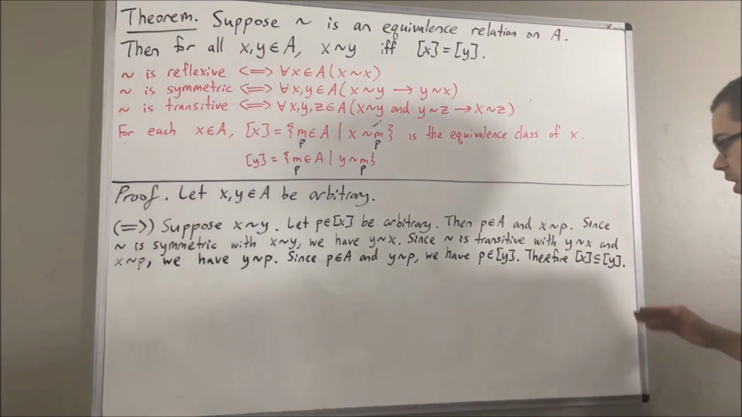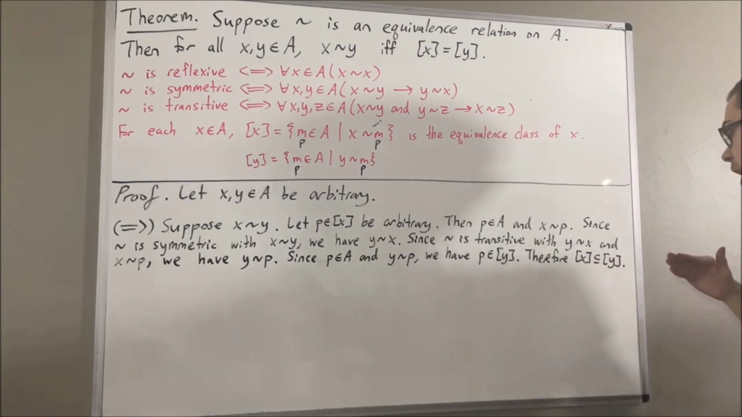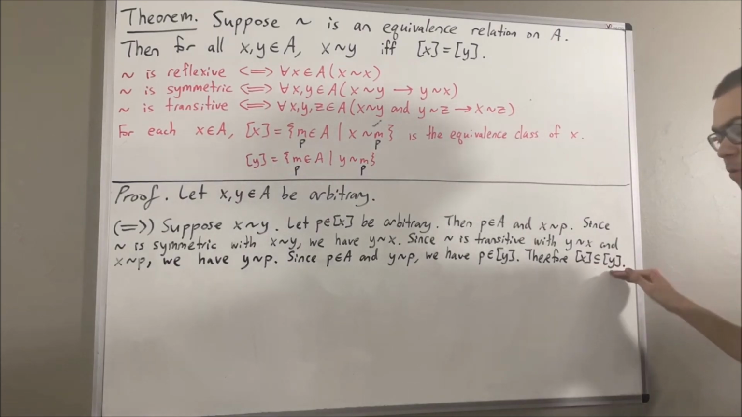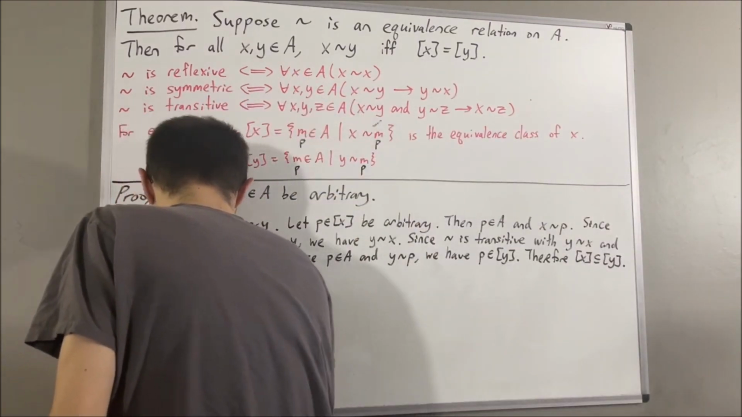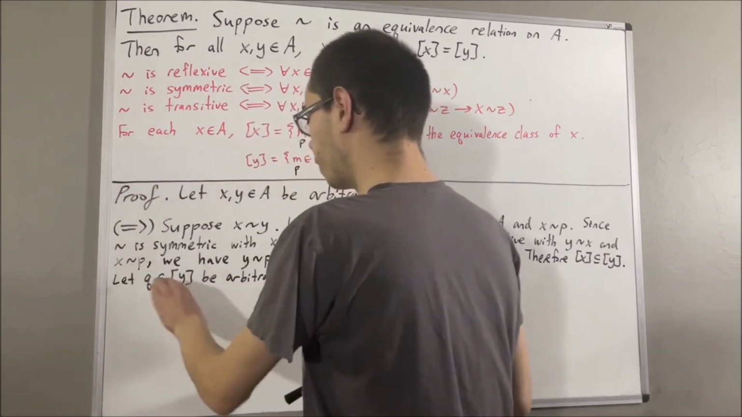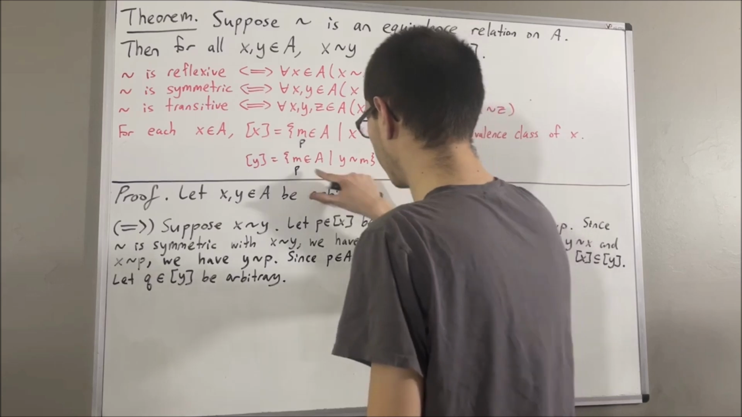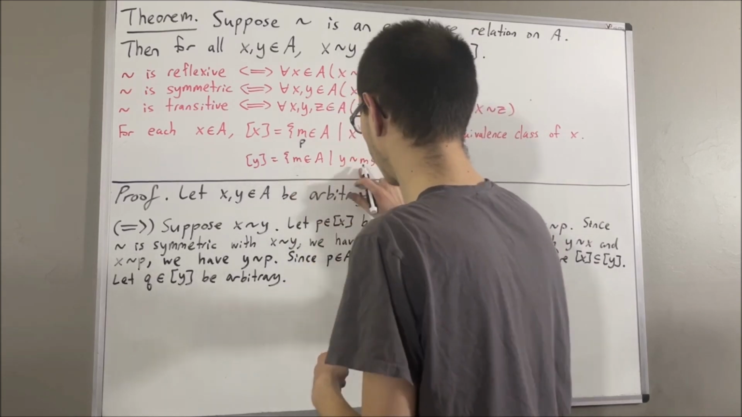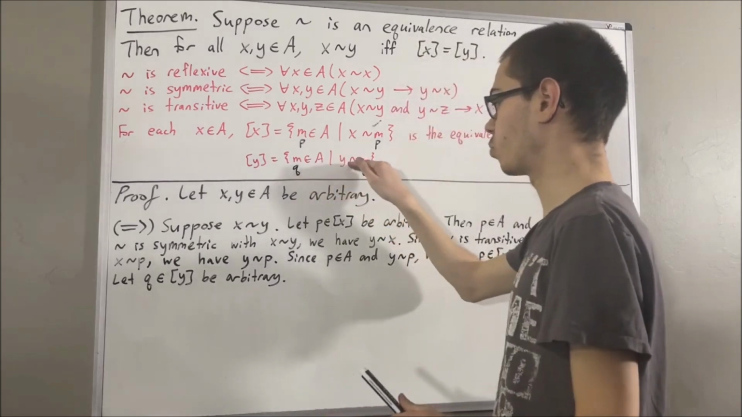So now, let's show that the equivalence class of y is a subset of the equivalence class of x. To prove that, let's give ourselves an arbitrary element of the equivalence class of y. I'll call it q this time. What does it mean for q to be an element of the equivalence class of y? Well, if we take m to be q, it means that q is an element of A such that y is related to q.